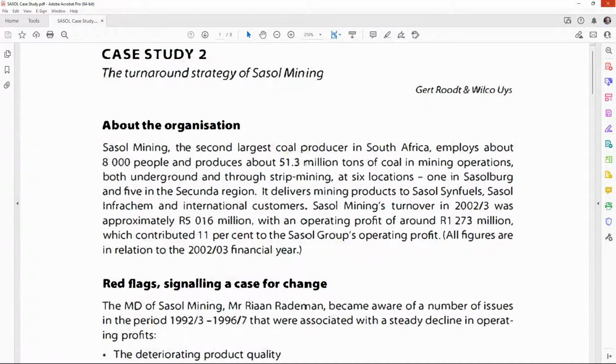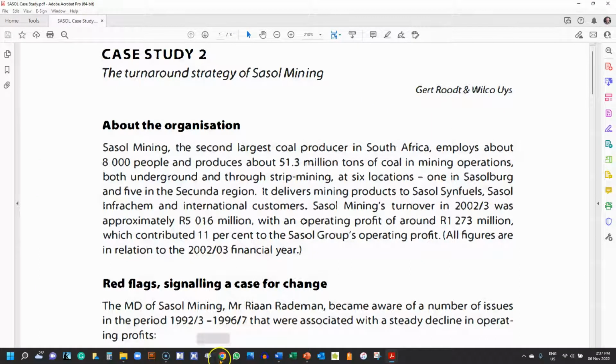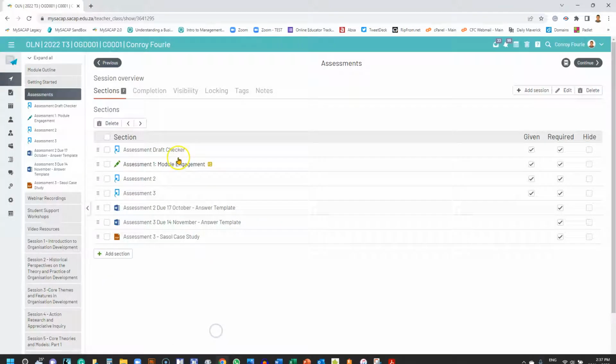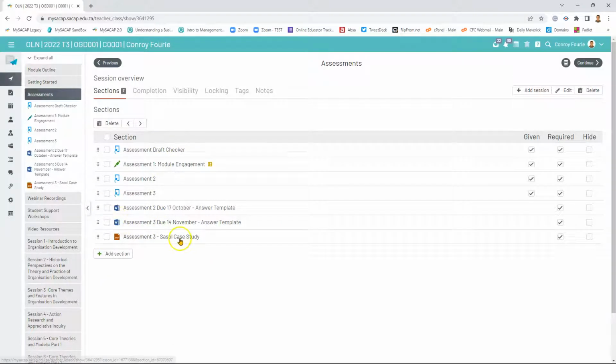So I uploaded that for you. Let me show you. This is my screen. Your screen will look a bit different. I've got the educator screen in which I can do a lot of edits. So the assessment 3 Sasol case study is in there under the assessments tab, as is your assessment 3 answer template, which I will again briefly go through at the end of this video. So you've got all the information there.